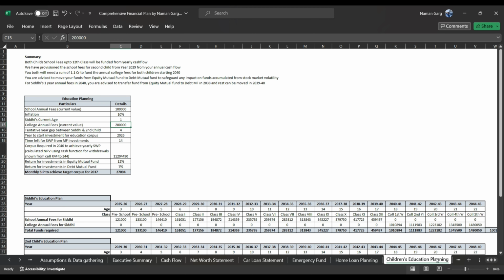Moving on to children's education planning. Over here, we will plan for your children's education expenses, be it school annual fees or a hefty amount for their college education. Everything will be covered using monthly investments.